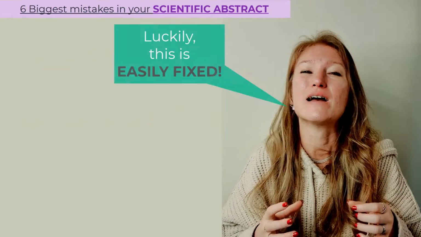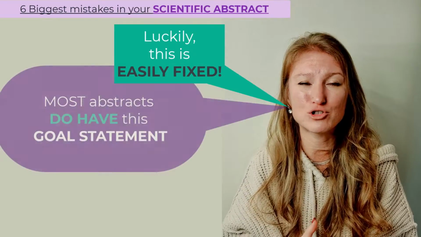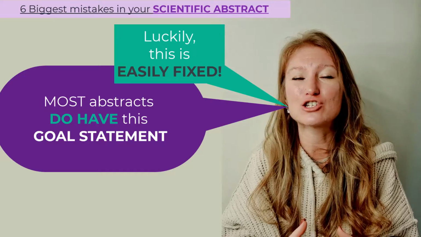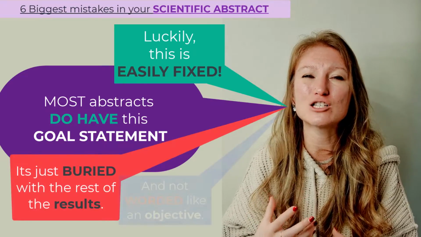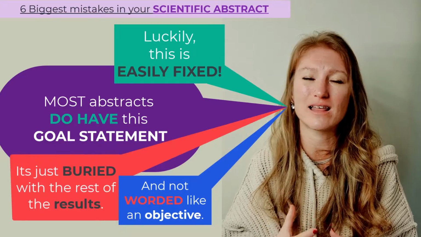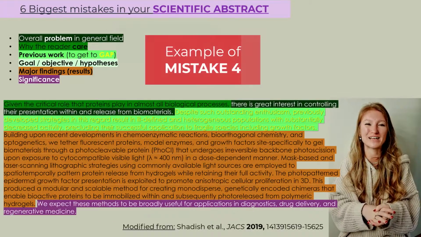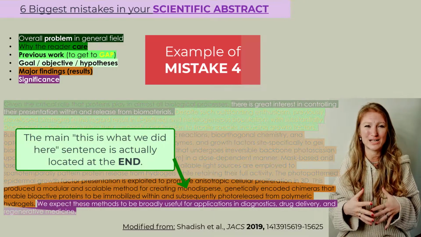But luckily, this is also an easy fix, as most abstracts that are missing this objective statement do actually have it. It's just put somewhere buried inside of the results section, and it is not worded directly like the main goal or main objective of the paper, which is also reflected here in this sample abstract, where this goal statement is just buried in the results.